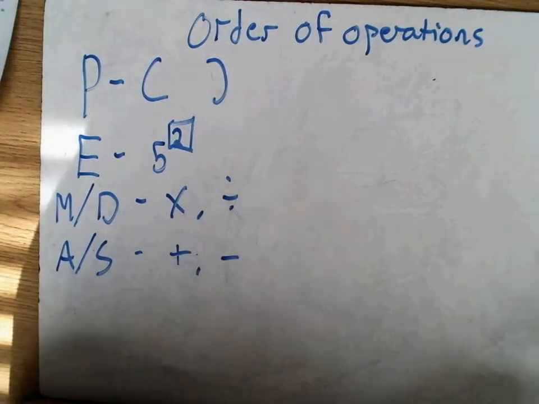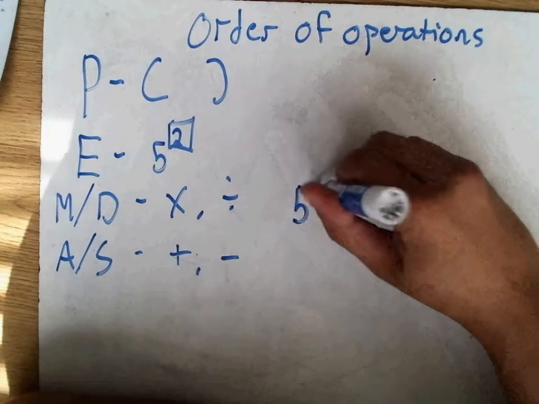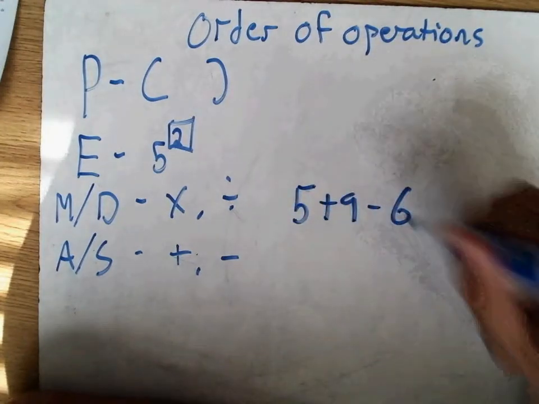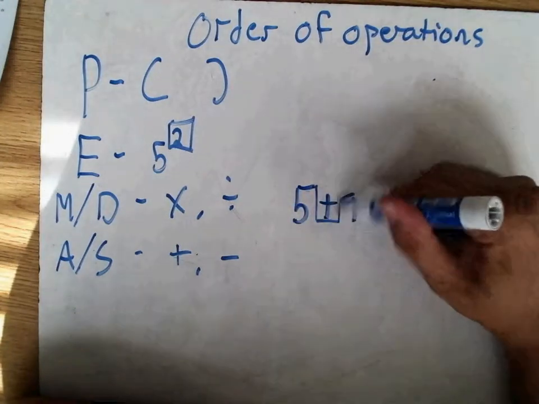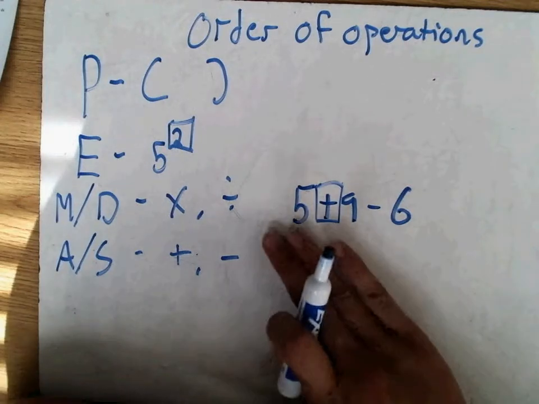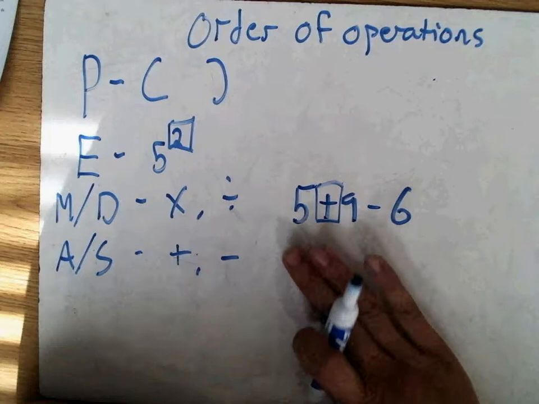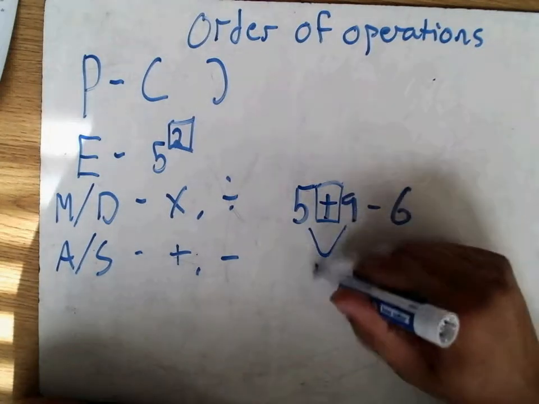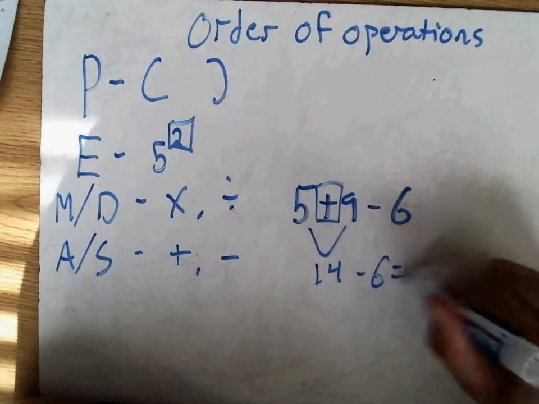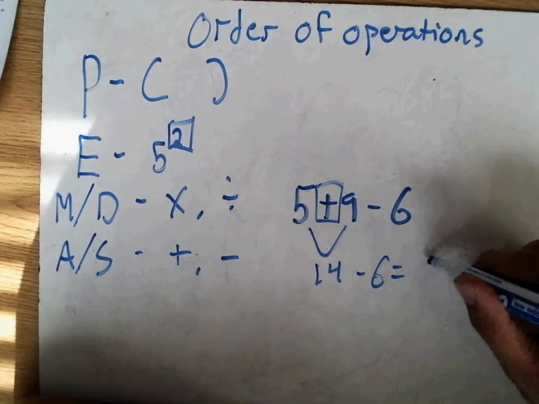So for example, if I have 5 plus 9 minus 6, the addition is going to get done first because it happens first in the expression or the equation, right? So 5 plus 9 would be 14, and then you would subtract 6 from that to get 8, right?